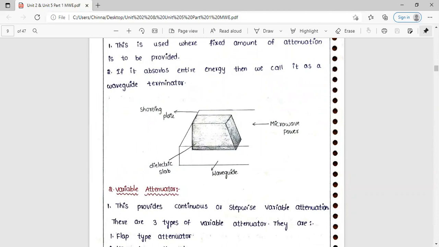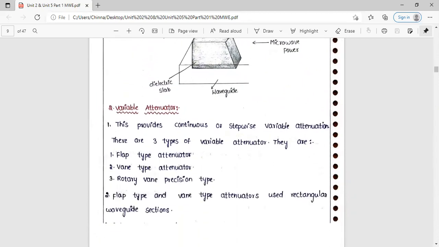So in the waveguide, whenever we place the attenuation, a fixed attenuator will be used that doesn't change the value of that particular attenuation, whether it is 10 or 20, whatever it may be. And coming to the variable attenuator.